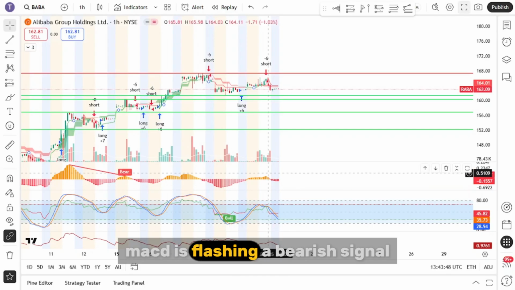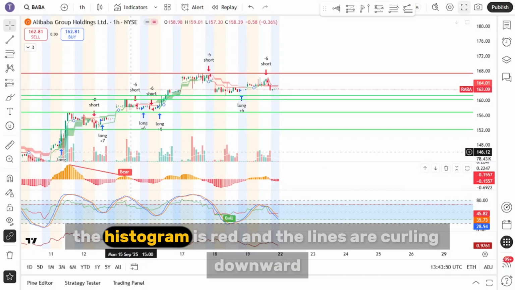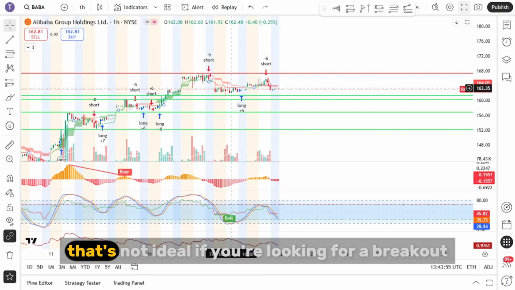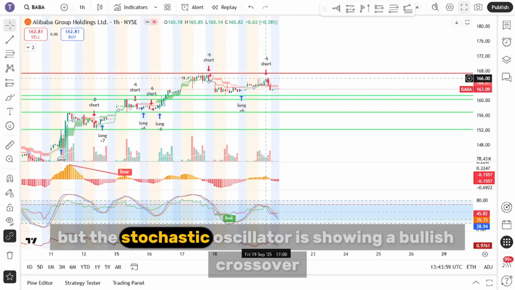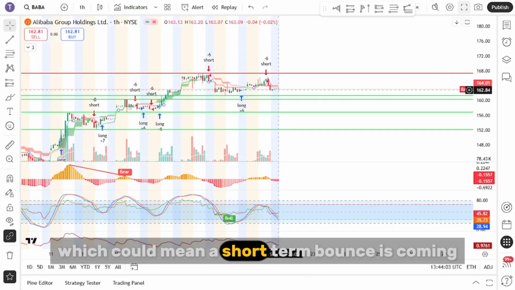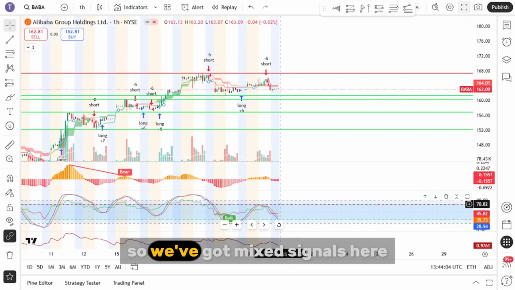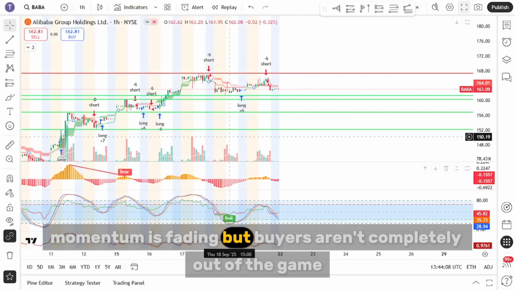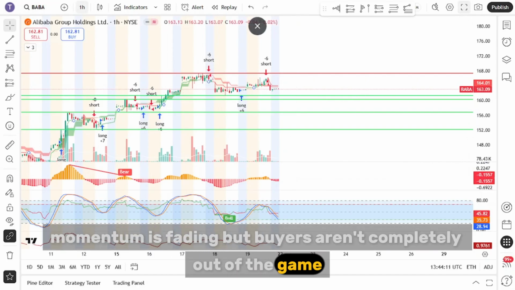MACD is flashing a bearish signal. The histogram is red, and the lines are curling downward. That's not ideal if you're looking for a breakout. But the stochastic oscillator is showing a bullish crossover, which could mean a short-term bounce is coming. So we've got mixed signals here. Momentum is fading, but buyers aren't completely out of the game.